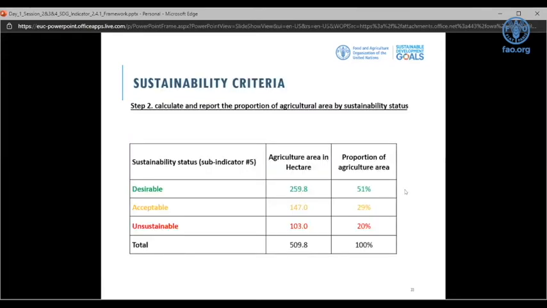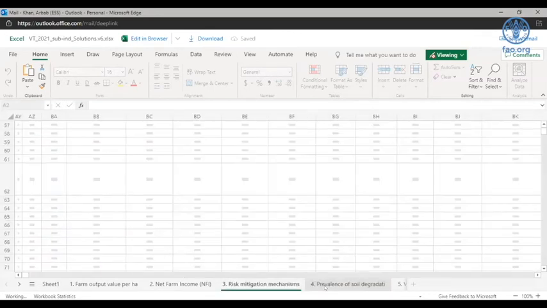And the last step again is the same. We aggregate the areas classified as green, yellow, and red. We divide that by the nationally representative agricultural land area collected through the sample agriculture survey to derive this proportion of agriculture land area which has issues with soil health. So now let me just quickly show you the Excel sheet, because the working for this is very straightforward. It's not complicated at all. All we need to ask is a question, and the rest is taken care of.